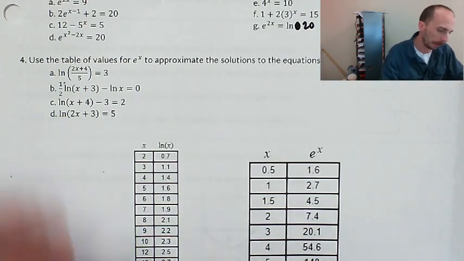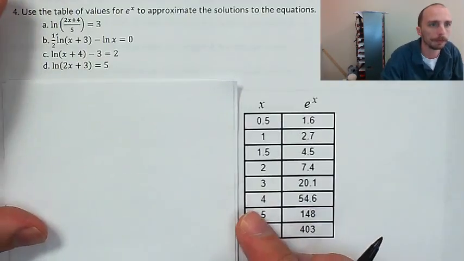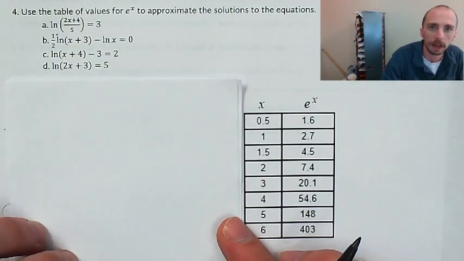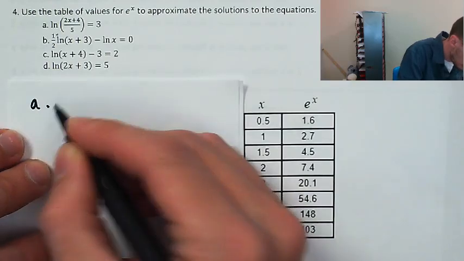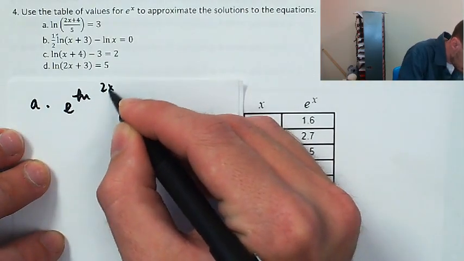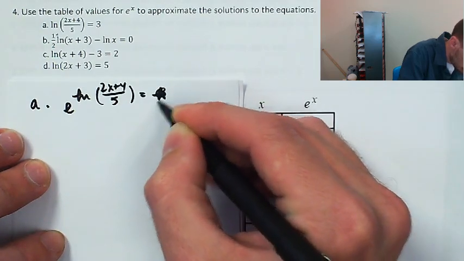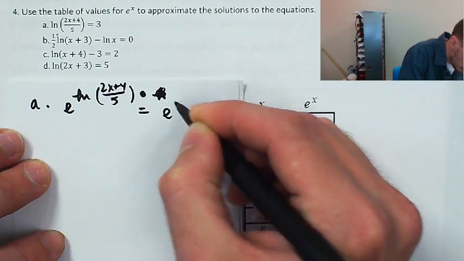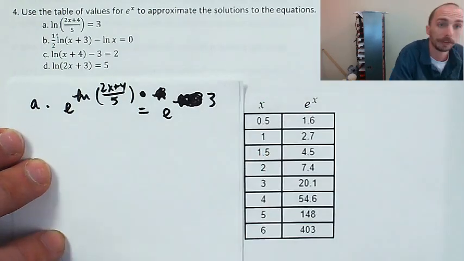So we're going to use the table of values for e to the x right here to approximate the solutions to the equations. All right. So for a, I've just got a natural log equaling 3, so I'm going to say, all right, take e to both sides power. e to the natural log of 2x plus 4 all divided by 5 equals e to the 3.